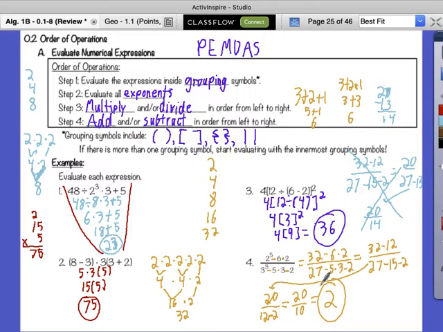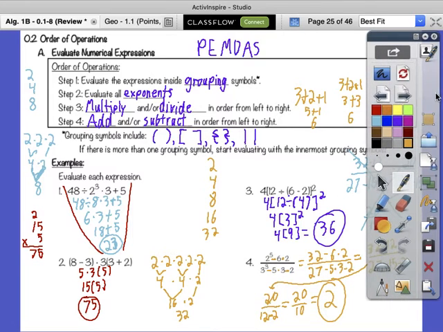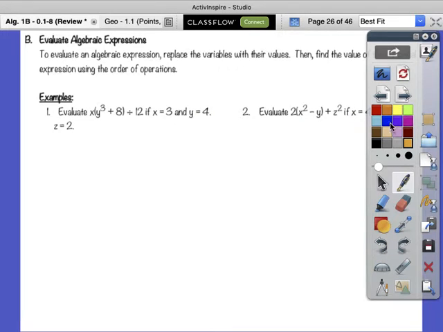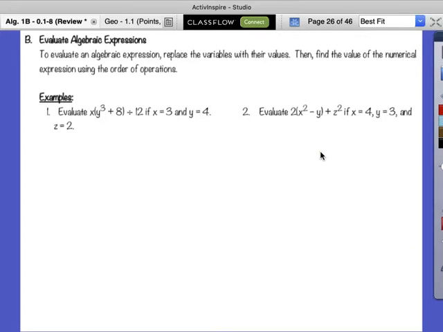Right beneath it, it's called evaluating algebraic expressions. Yes, Aiden. Okay. Do you have your pass? Yeah. Okay. Evaluating algebraic expressions. So to evaluate an algebraic expression, you replace the variables, as you can see here, now we have variables in this, with their values. Then find the value of the numerical expression using the order of operations. So the second step is going to be the same as what we've been doing, okay?